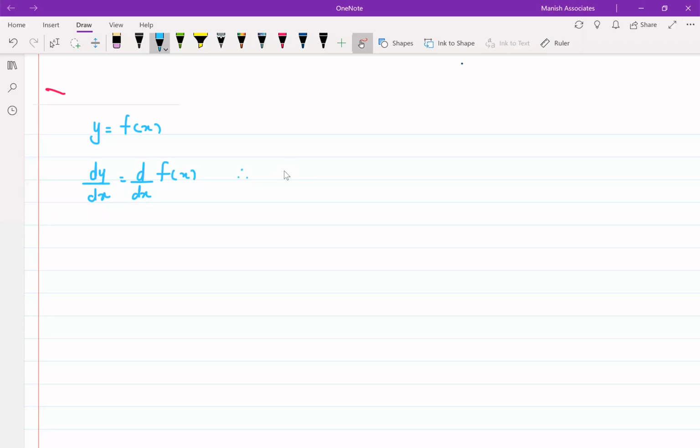Therefore, dy by dx is equal to, now derivative of f of x symbolically is written as f dash x. Clear? Which is also written as y1. This is just for your information. These are the different notations which are used. I will differentiate again.